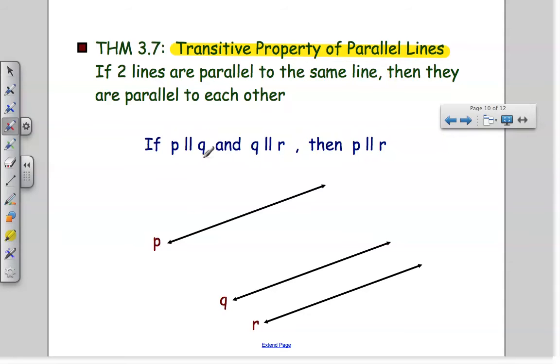So in this picture, if I knew that P was parallel to Q, P and Q are parallel, I'll mark those each with 1 arrow. And I know that Q is parallel to R. So Q and R I'll mark with 2 arrows here. Then I know that P is parallel to R. It makes sense. If these 2 are parallel, these 2 are parallel, these have to be parallel to each other then.